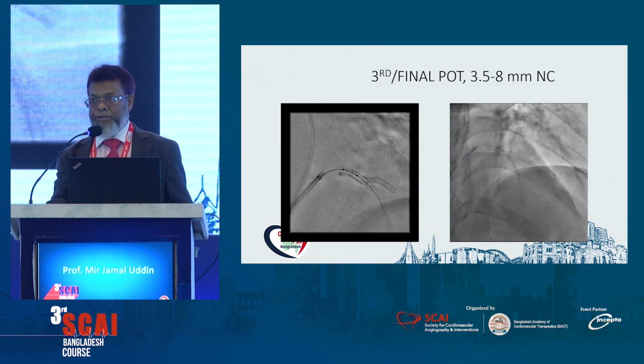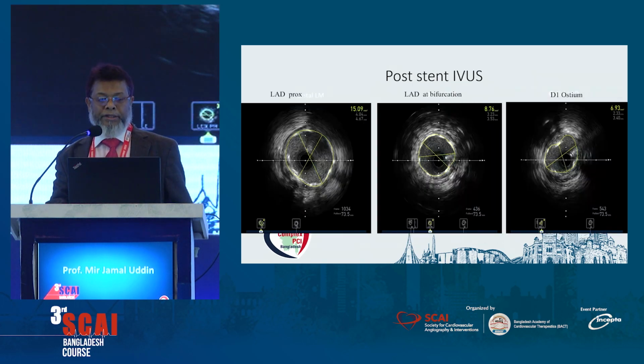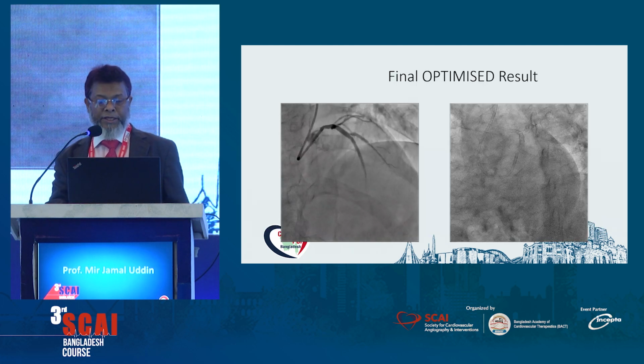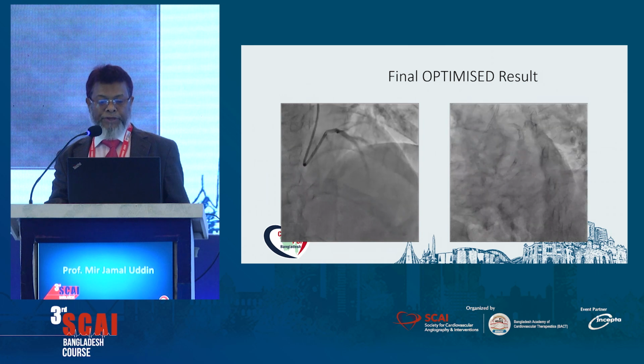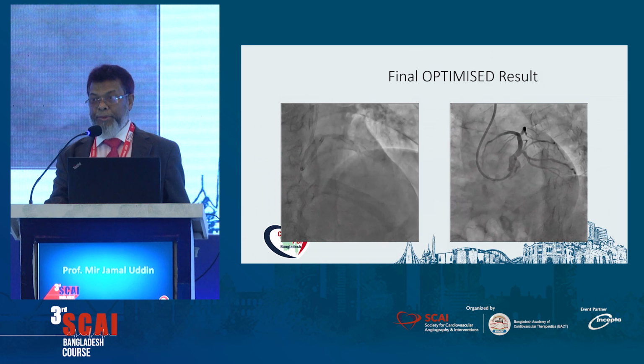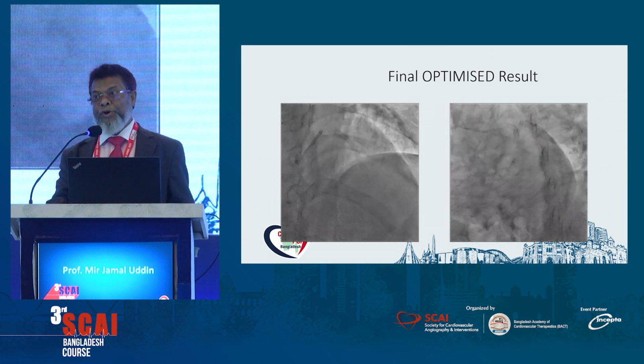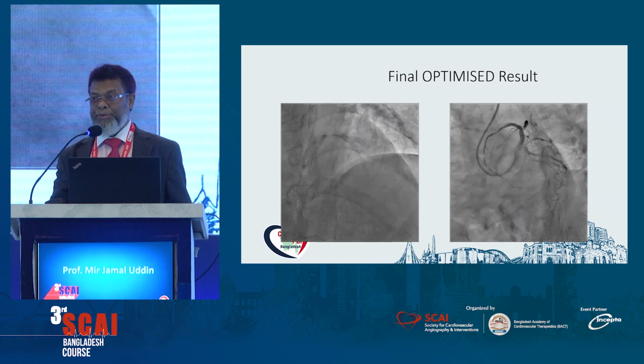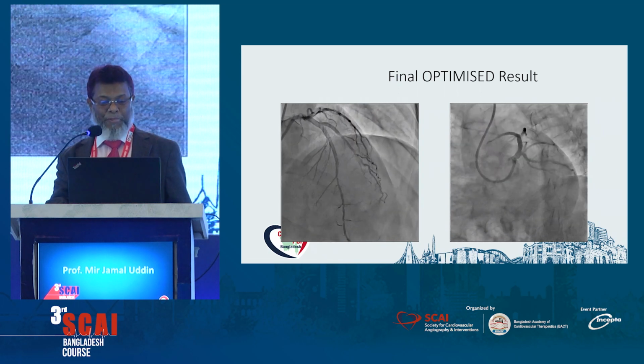And this is the third POT with a 3.5 into 8 millimeter NC balloon, and this is the result after post stent: LAD proximal MSA approximately 15, LAD mid 8.76 and D1 6.93. And this is the angiographic result. You must appreciate the angiographic result. Though you are thinking that the diagonal is a small vessel, it was only up to 2.93 vessel area, and the lumen area and vessel area became more than 3.